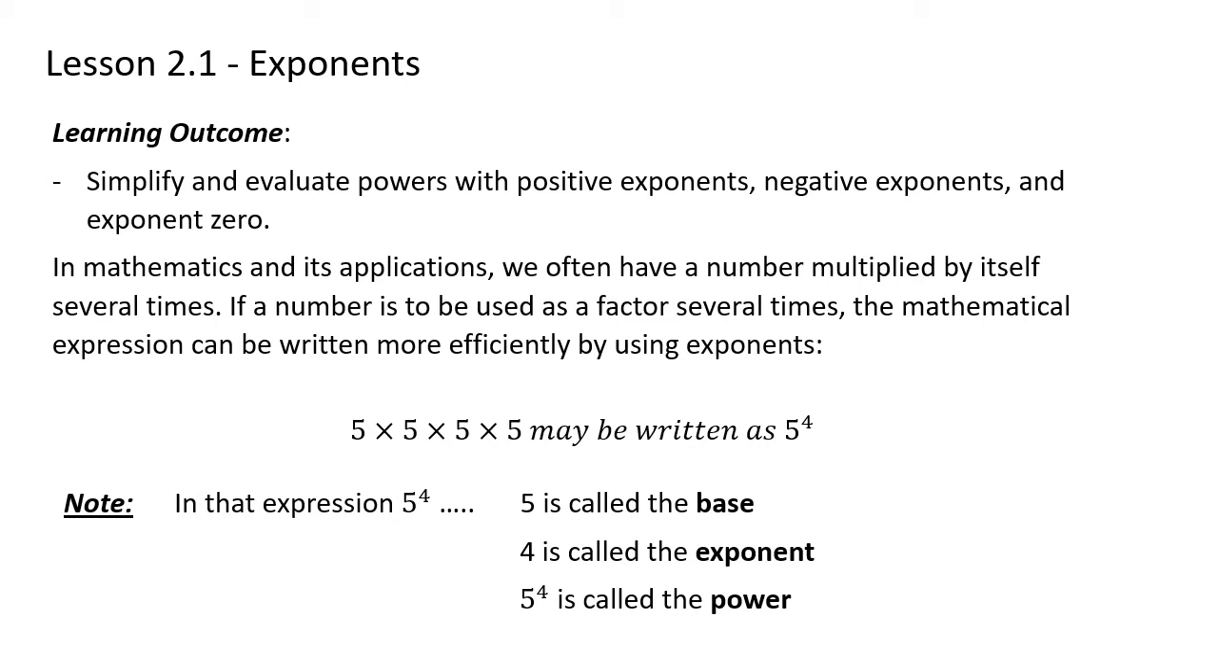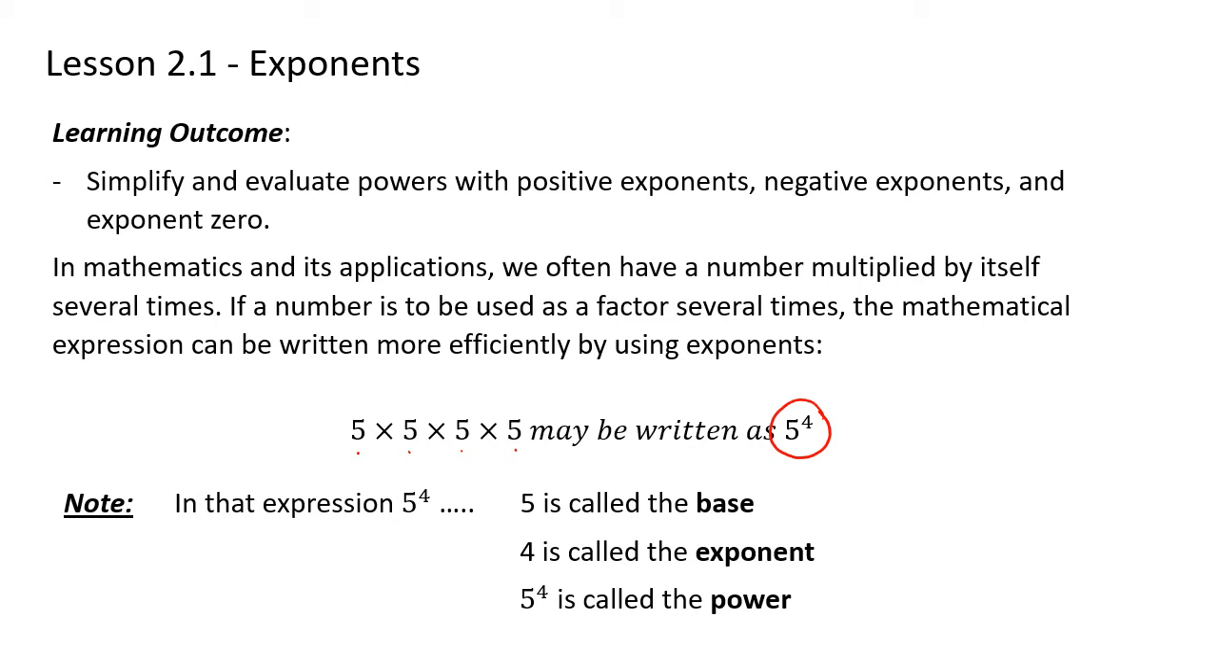So when we look at an example, let's look at the number 5. If you have 5 times 5 times 5 times 5, 4 times, you can write that as 5 to the exponent 4, which means 5 multiplied by itself a total of 4 times.